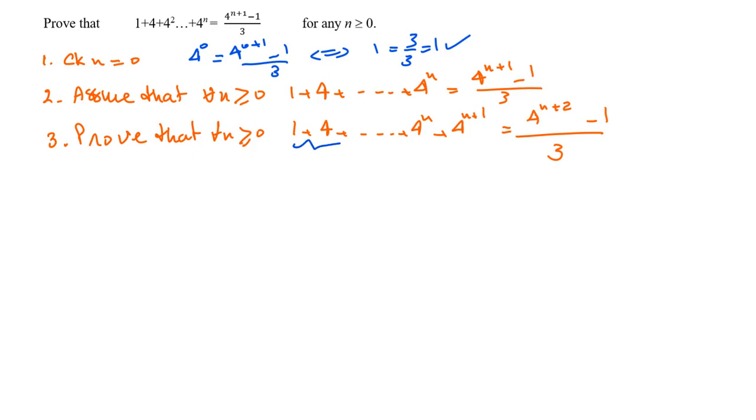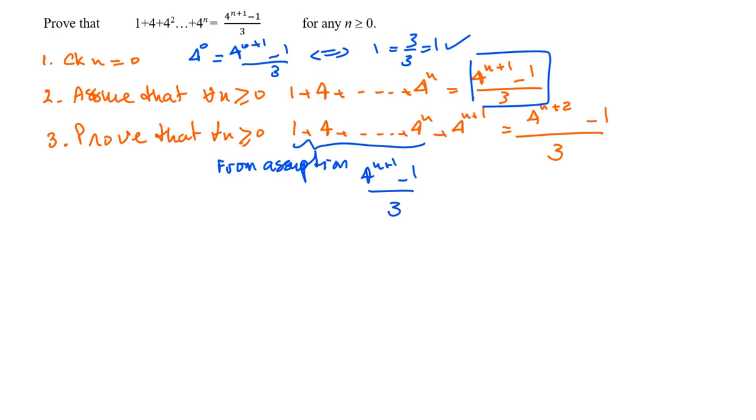Okay, so from the assumption, we're going to replace 1 plus 4 plus all the way to 4 to the n with 4 to the n plus 1 minus 1 over 3. Then plus 4 to the n plus 1. And if you do the least common denominator, you get 3. So 4 to the n plus 1 minus 1 plus 3 times 4 to the n plus 1.